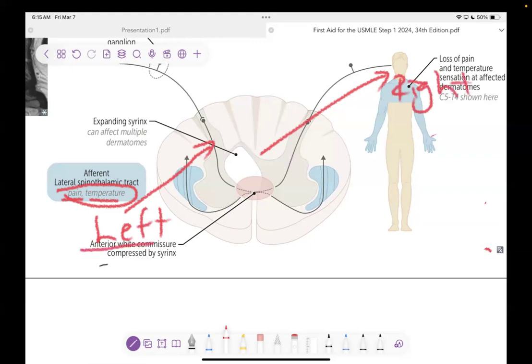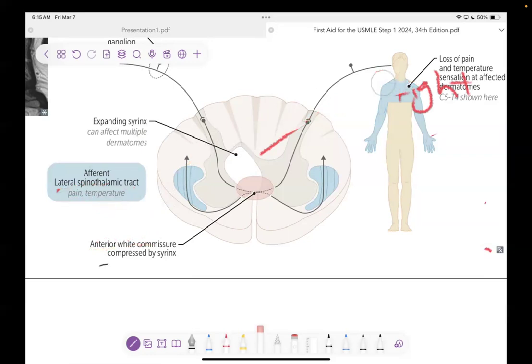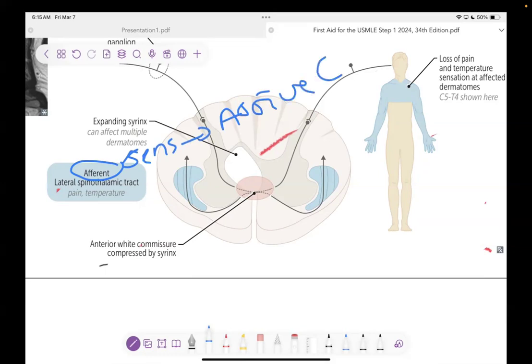So it means that neurons from the left side need to cross and reach the right side of the brain, and neurons from the right of the brain should cross and come to the left of the brain. This is something that we all know. So these pain and temperature tracts or neurons, how do they go to the brain? These are called afferent. Why are they afferent? Because they are sensory, and they arrive to the CNS, right? This is afferent. So how does it arrive to the CNS?